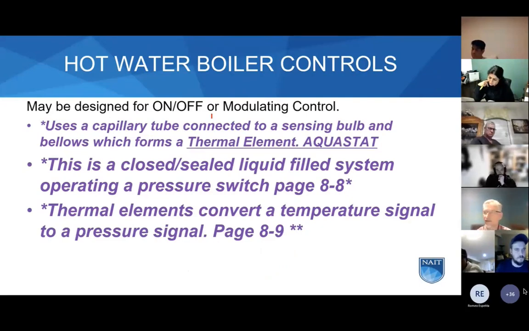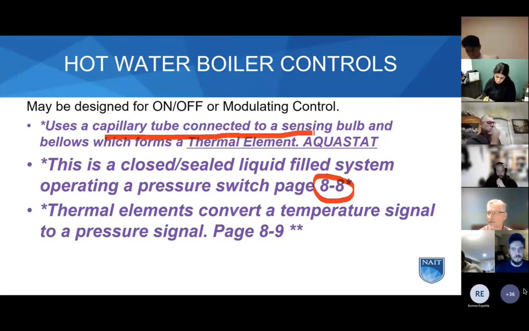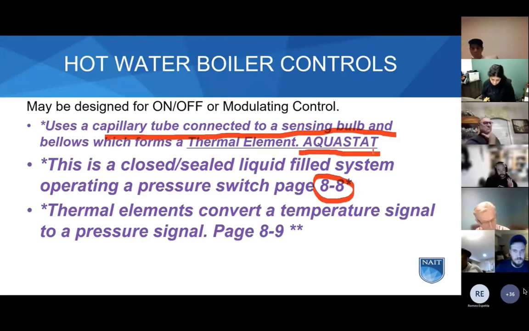So starting on page 8-8, you can see a device called an Aquastat on 8-9. An Aquastat has a capillary tube connected to a sensing bulb, and this is typically a brand name, Aquastat. I think Honeywell has actually bought out Aquastat now, and they call it a Honeywell Aquastat. You'll see them back in the day, they were all labeled the brand name Aquastat. They often just say Honeywell on them, and they have a model number.